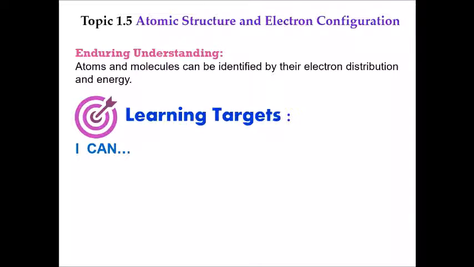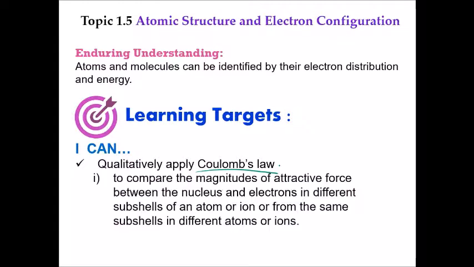On to Coulombic attractions now. Second part of topic 5. Totally different approach here. You're going to qualitatively apply Coulomb's law. You're comparing the magnitudes of the attractive force between the nucleus and electrons in different subshells of an atom or sublevels.